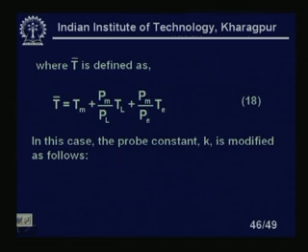In this case, the probe constant K is modified as follows. We write K equal to pi square into D_m, the diffusivity of the membrane, upon T_t dash square, with this equation number 19. What is the T_t?